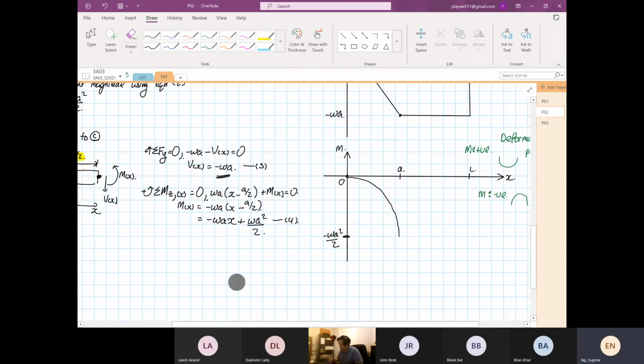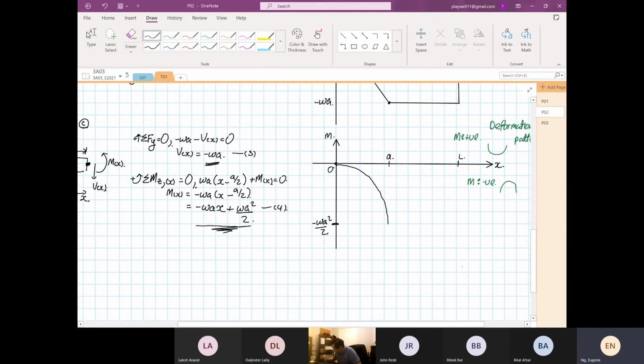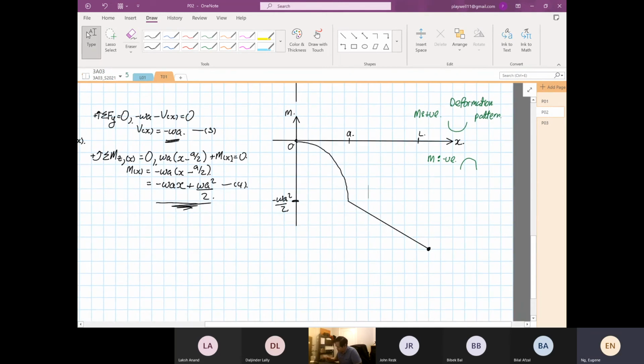And then from here, what you observe based on the moment is a moment that is minus omega a x plus omega a squared over 2. So at a distance L over here, you will see a straight line like this because it's a straight line function. So from here to here, you see a straight line. And this value over here is equal to minus omega a L plus omega a squared over 2. I think I overshot slightly, my bad. It should be somewhere around here.